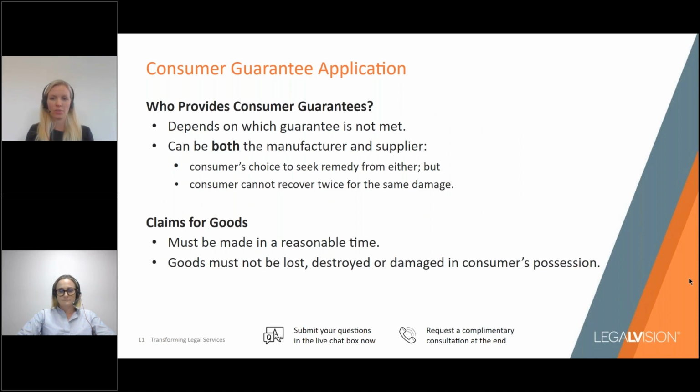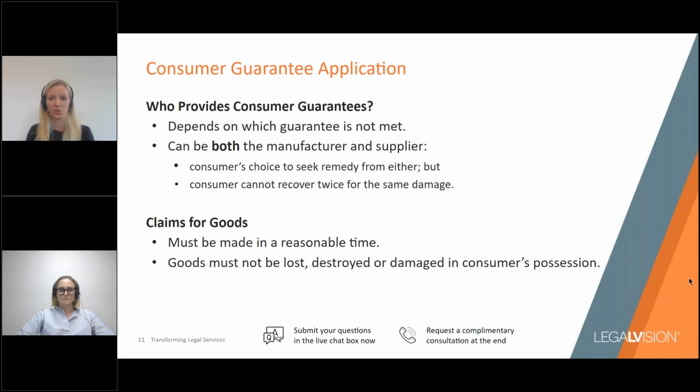Whether a manufacturer or supplier is required to provide a specific consumer guarantee will depend on which guarantee was not met. As mentioned earlier, some guarantees are provided by suppliers, some by manufacturers, and some are provided by both. If a supplier has failed to meet a guarantee, a consumer should approach the supplier for a remedy. If a manufacturer has failed to meet a guarantee, a consumer should approach the manufacturer for the appropriate remedy. However, this does not always happen in practice, and often consumers will return faulty items to the store they purchased them from and will expect a remedy to be provided, regardless of whether the guarantee that has not been met was one given by the supplier or the manufacturer.